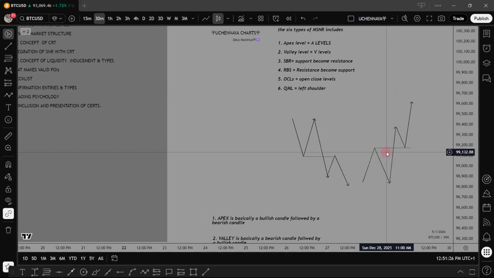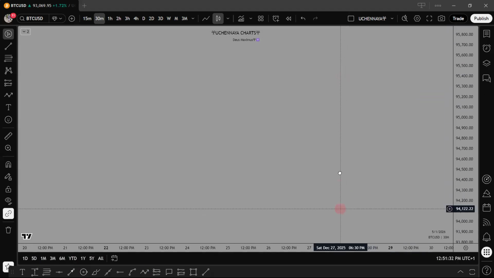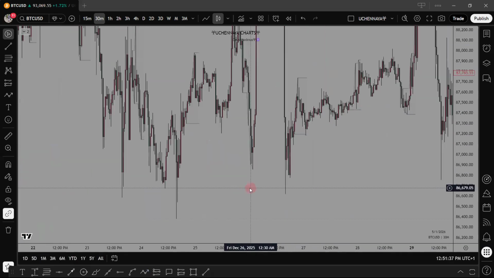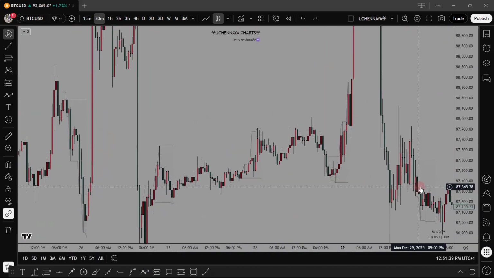Okay, this is a resistance, gets broken, turns into a support for a buy. And this is what it looks like on your chart. It's very simple. Just your candlestick.